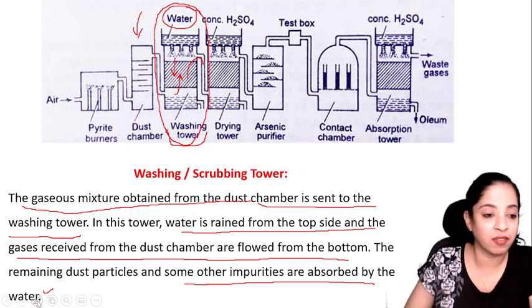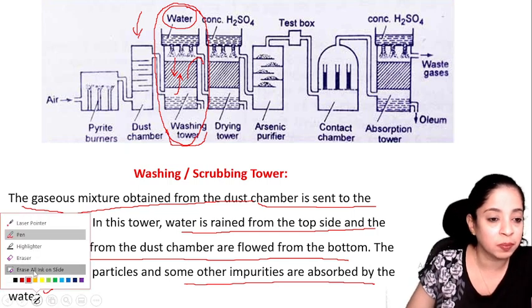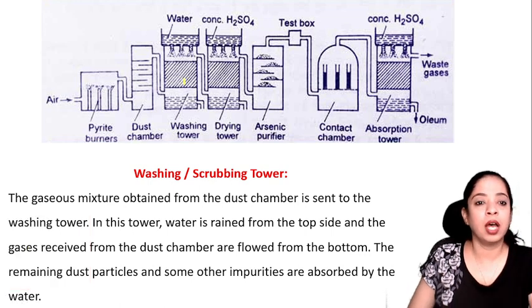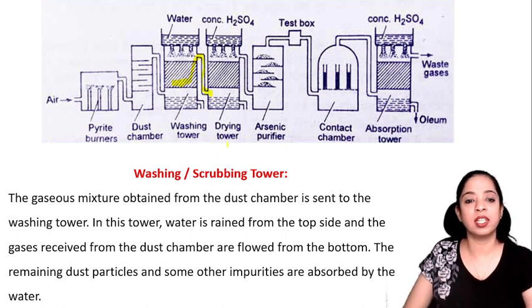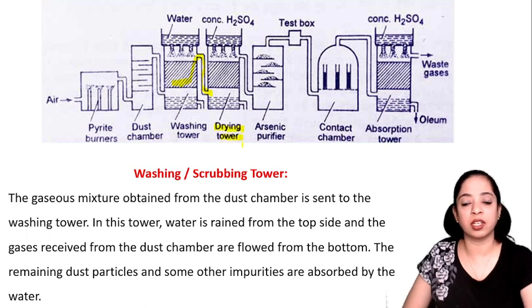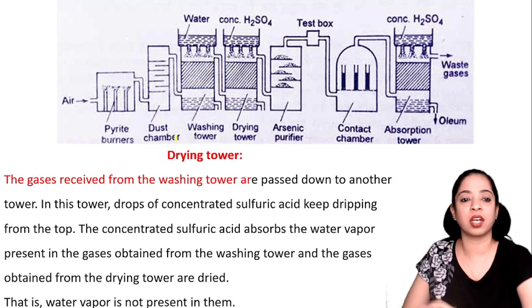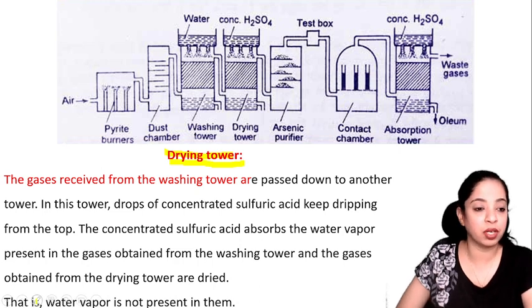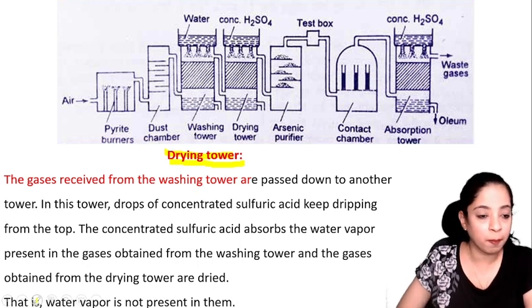Wait, I will show you again with the highlighter. The gas comes from here and now it enters this tower. Now what is the next tower? The drying tower. So let's see what happens in the drying tower. See this drying tower or drying chamber. You can call it anything.